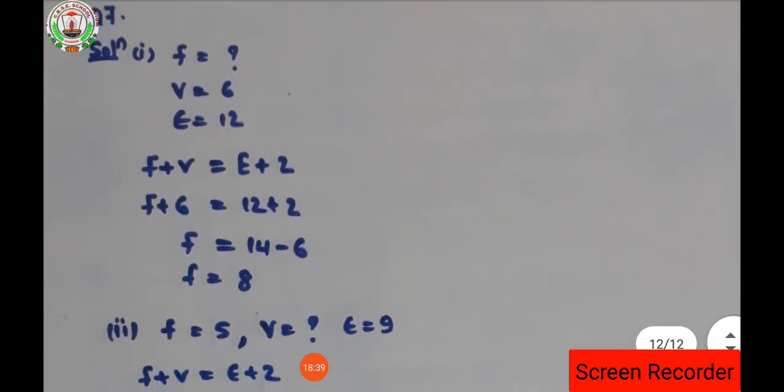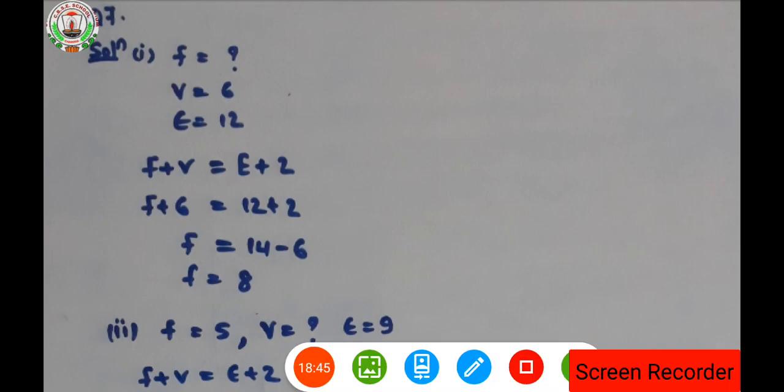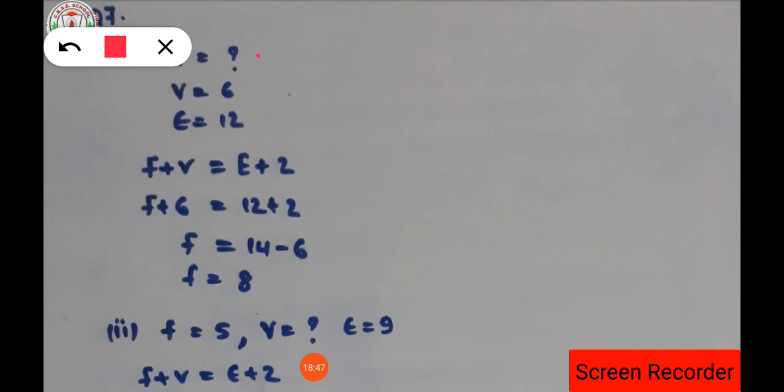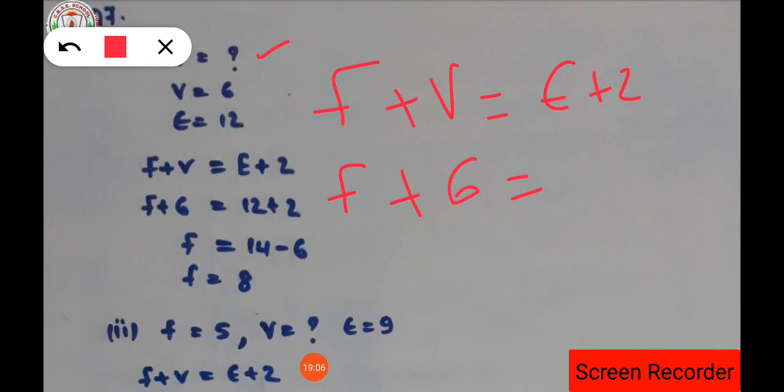Question number 7. In question number 7, it is said that you have to find the value of the face. A question mark is given in the face, so you have to find the value of face, isn't it? Euler's formula is F plus V is equal to E plus 2. The value of vertex is 6, the value of edge is 12, and 2 comes from the formula. So 12 plus 2 is how much? That is 14. So F plus 6 is equal to 14.